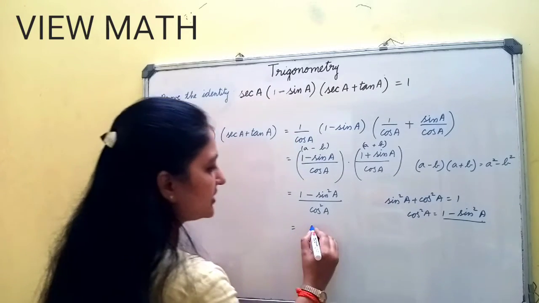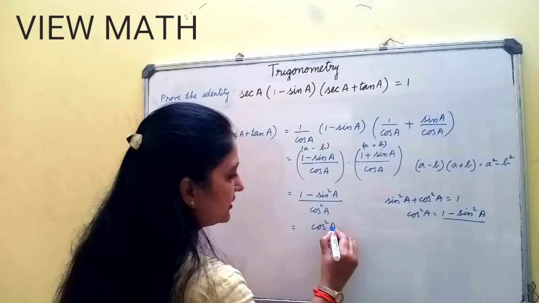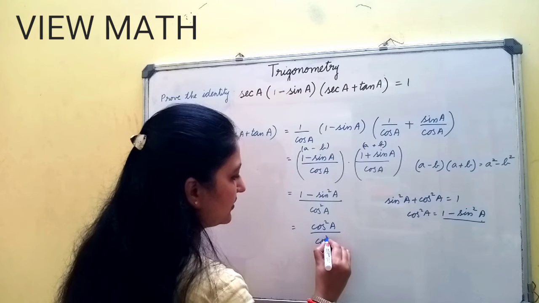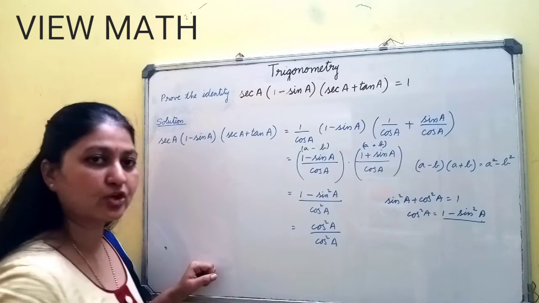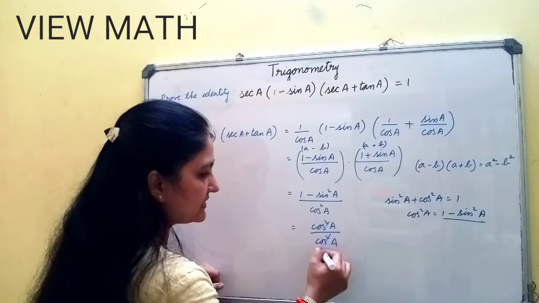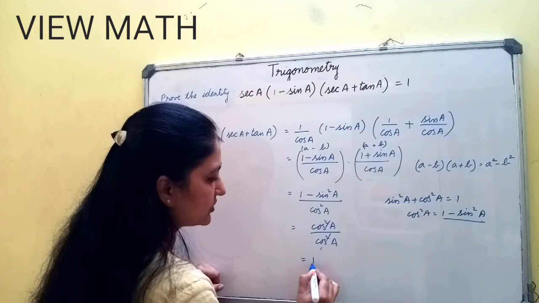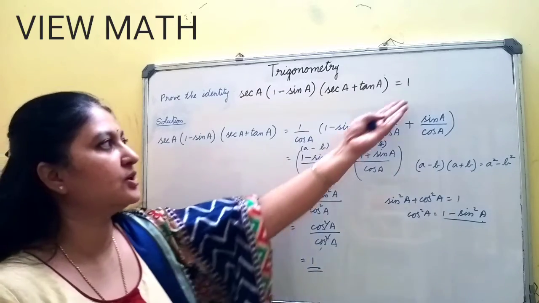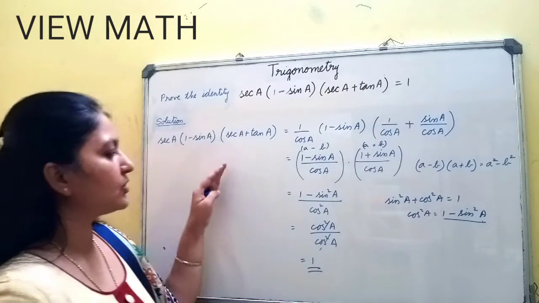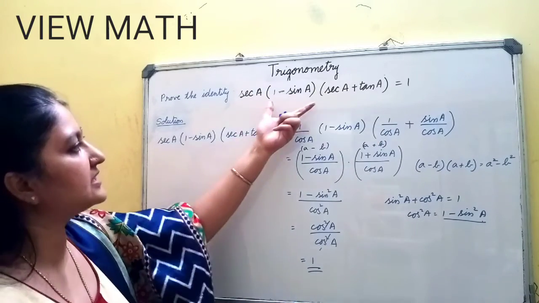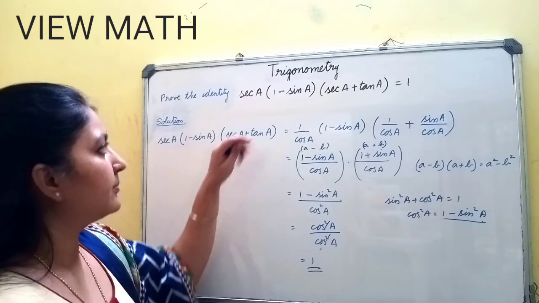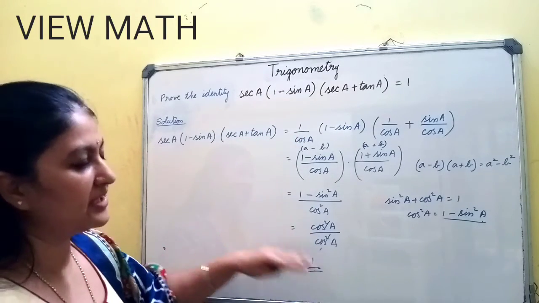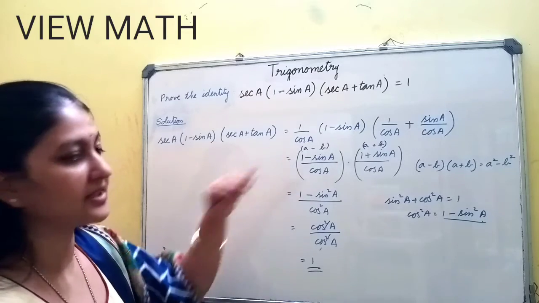I am going to substitute it here. Cos square A divided by cos square A. So numerator and denominator are same, so I can cancel them, and it is equal to 1. So we have proved it is equal to 1. It's a very simple thing. While seeing the problem, you will be wondering how to do it, but after doing the simplification, it is very easy to prove the right answer.